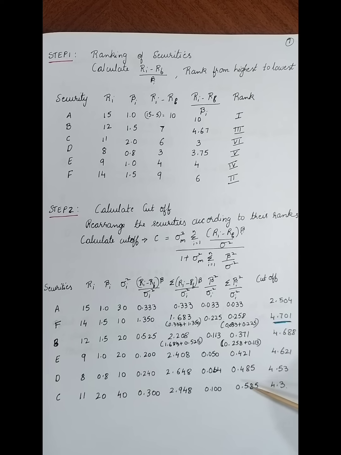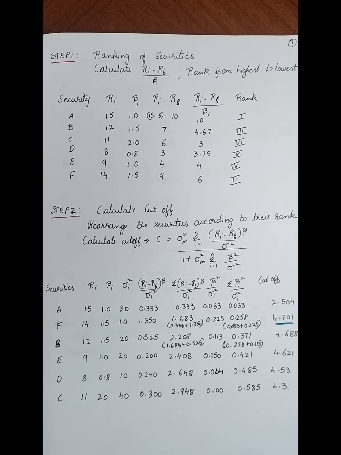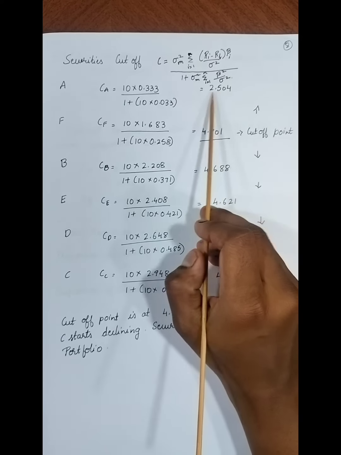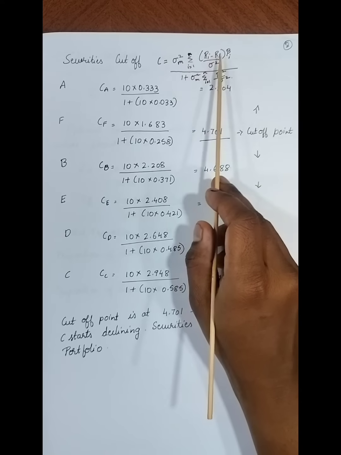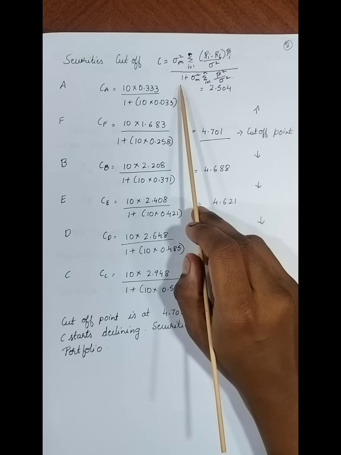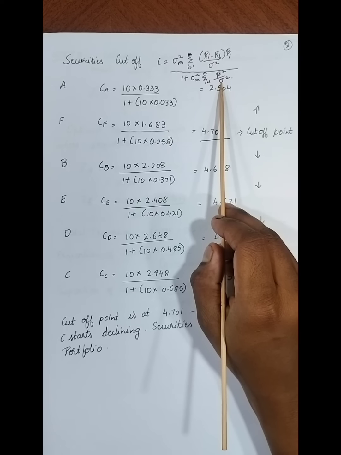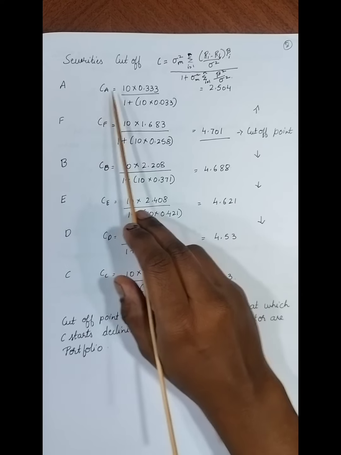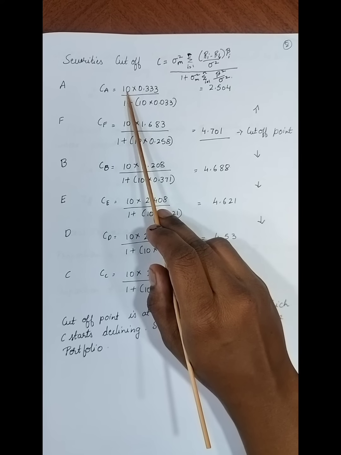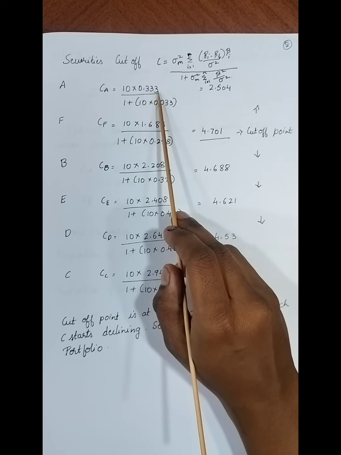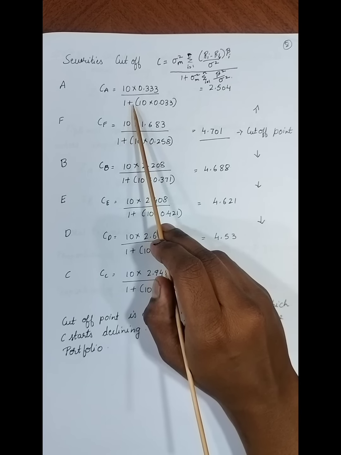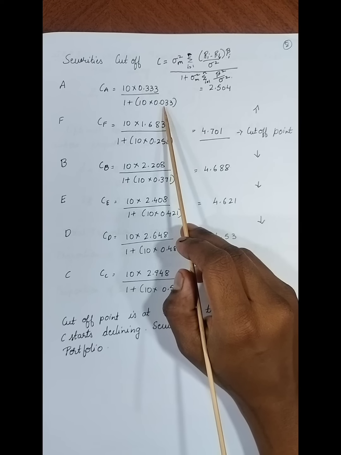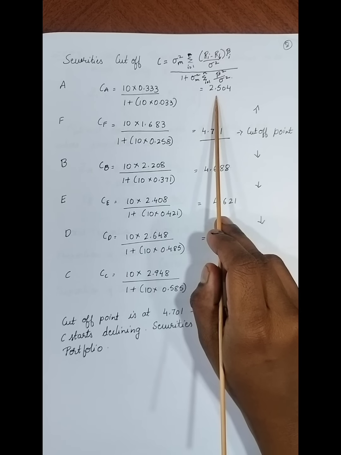Now coming to the cutoff. How do we calculate the cutoff? So the cutoff value C is equal to the given formula. We have calculated this value and we have to multiply beta to this, and then we have calculated the beta square by variance. So now substitute all these values for each of the stocks. For A, cutoff of A will be, market variance remains the same, 10 into 0.33 and divided by 1 plus 10, market variance is 10, 10 into, we have calculated this value 0.0333. So we get the value as 2.504.